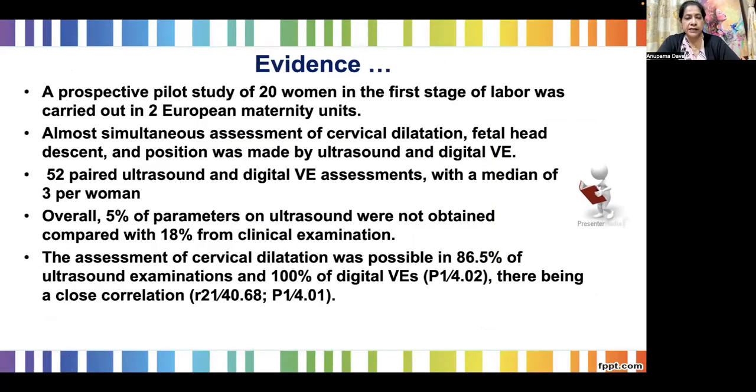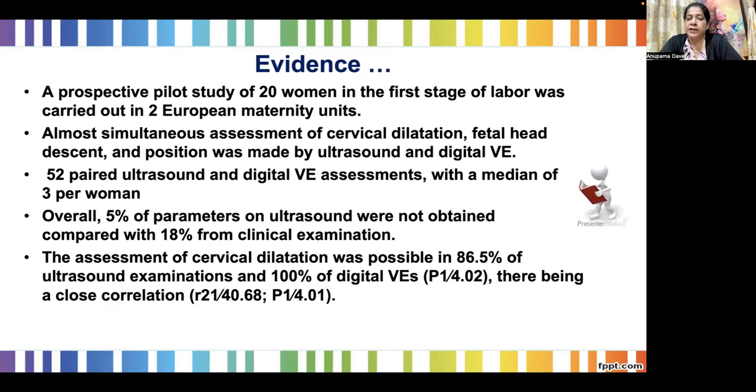First, let us look at the evidence behind this concept. A prospective pilot study of 20 women in the first stage of labor was carried out in 2 European maternity units. In addition to an ultrasound measurement of cervical dilatation, fetal head descent, and position, a simultaneous assessment was taken by digital vaginal examination also. So they had 52 paired ultrasound and digital vaginal examination assessments with a median of 3 per woman.